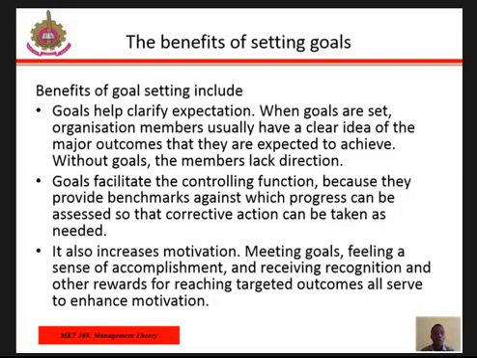3. It also increases motivation. Meeting goals, feeling a sense of accomplishment, and receiving recognition and other rewards for reaching targeted outcomes all serve to enhance motivation. Another benefit of goal settings is that it increases research.